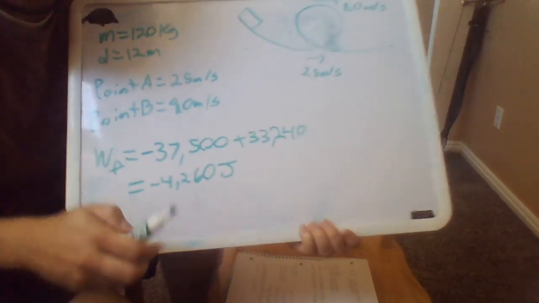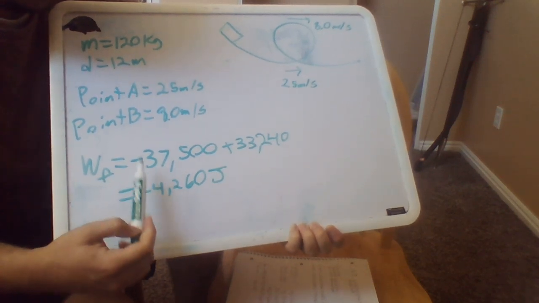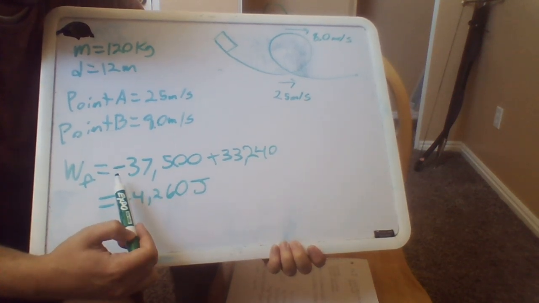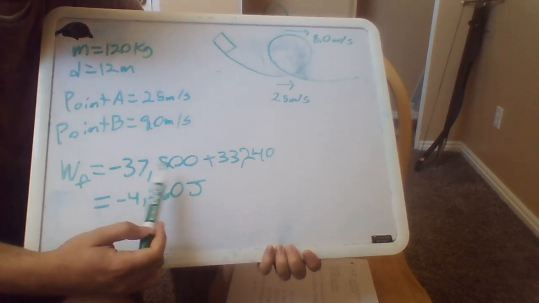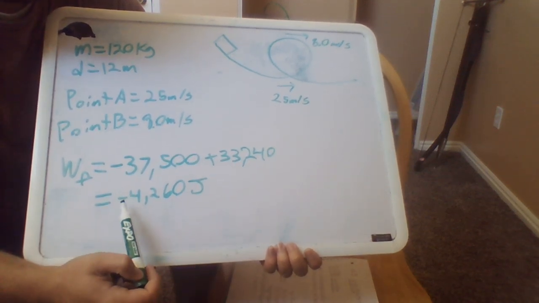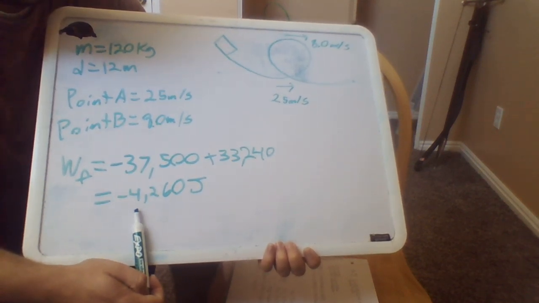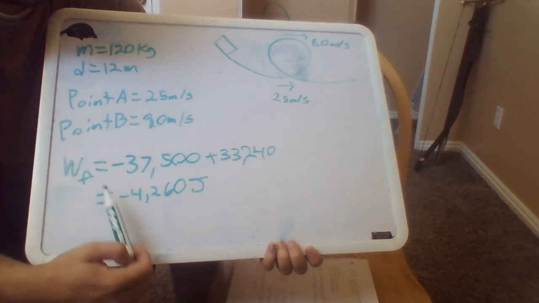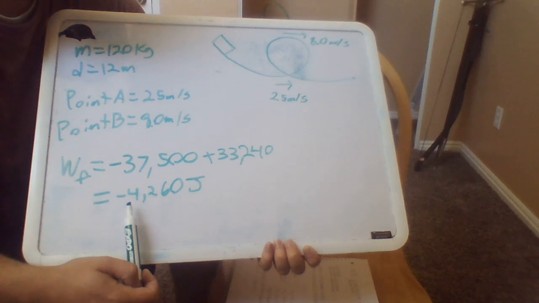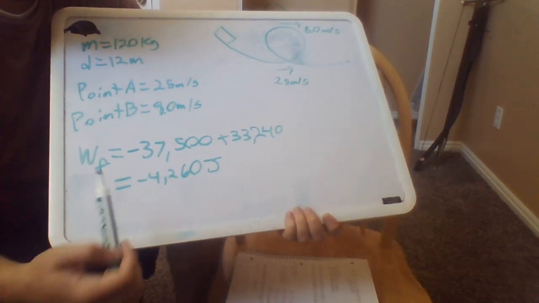So we come to the conclusion that our work done by friction is the negative of what we figured out before, our bottom kinetic energy, plus the total energy of the top, which comes out to negative 4,260. The reason we made that negative is because work done by friction is negative. So we have negative 4,260 joules for our work done by friction.